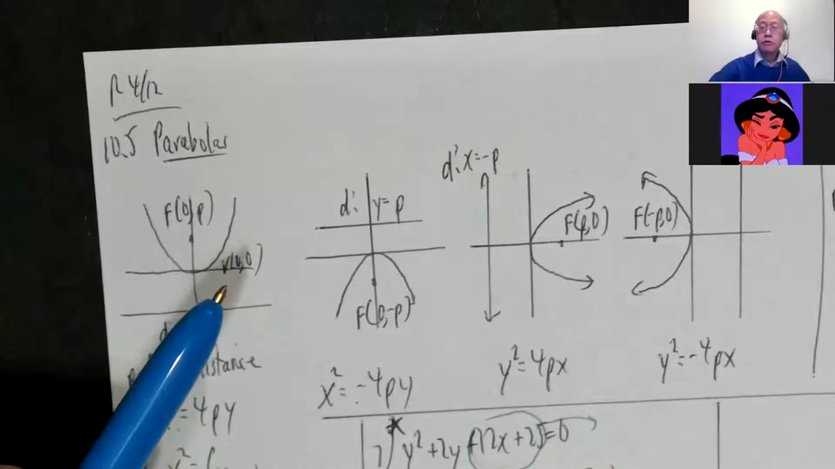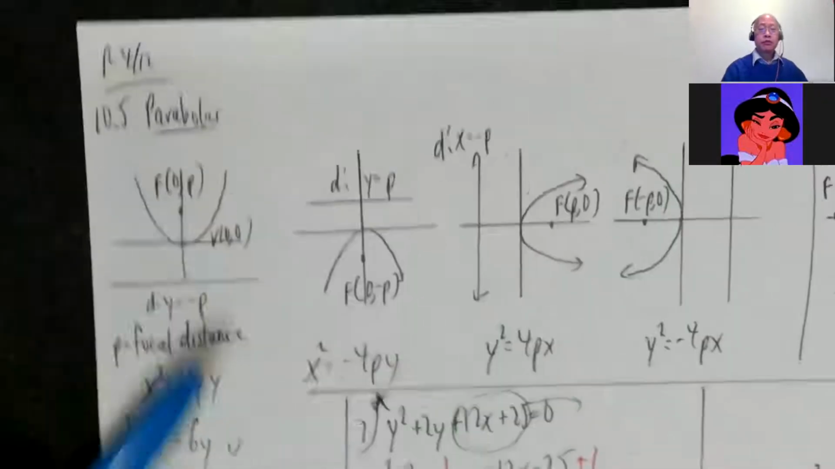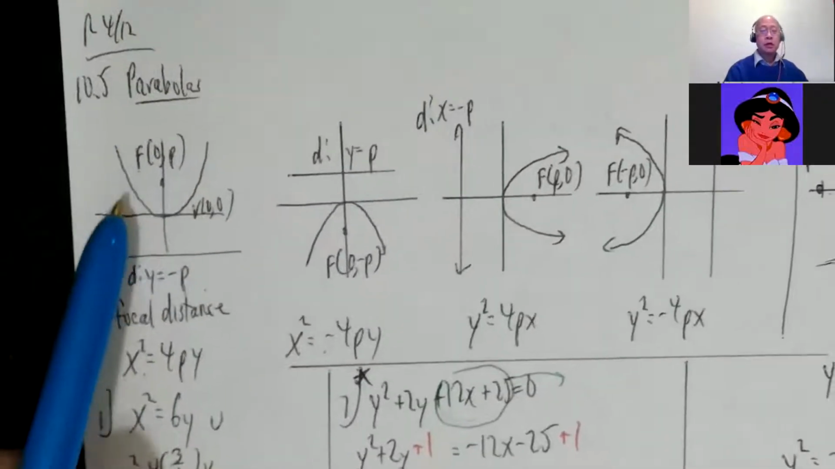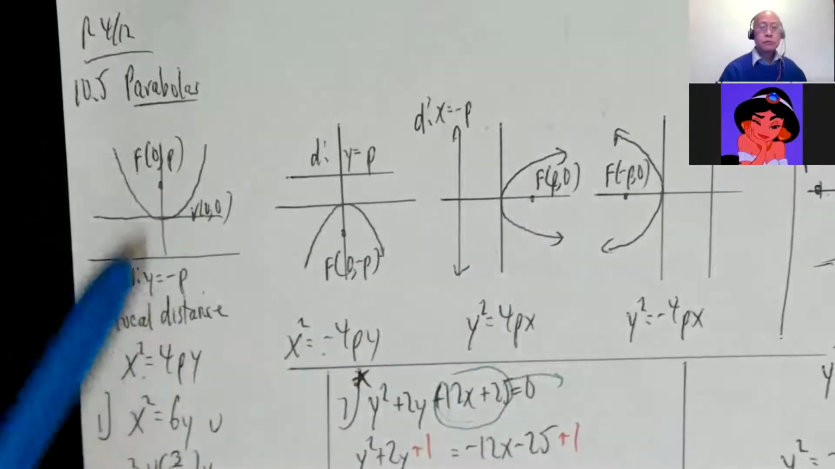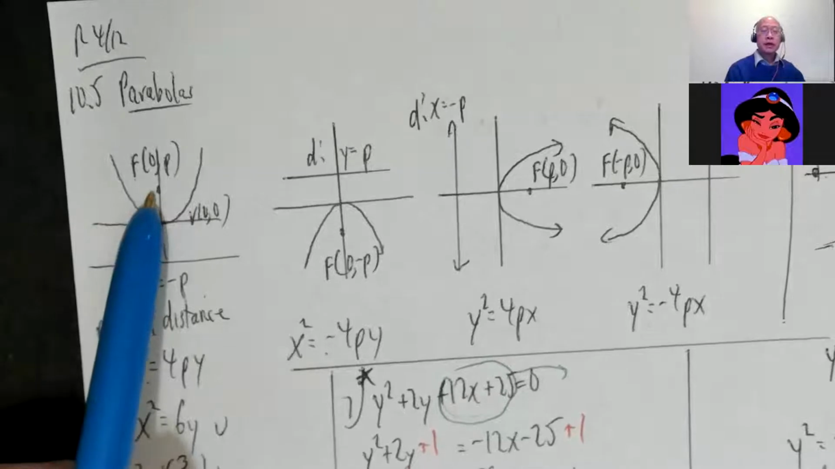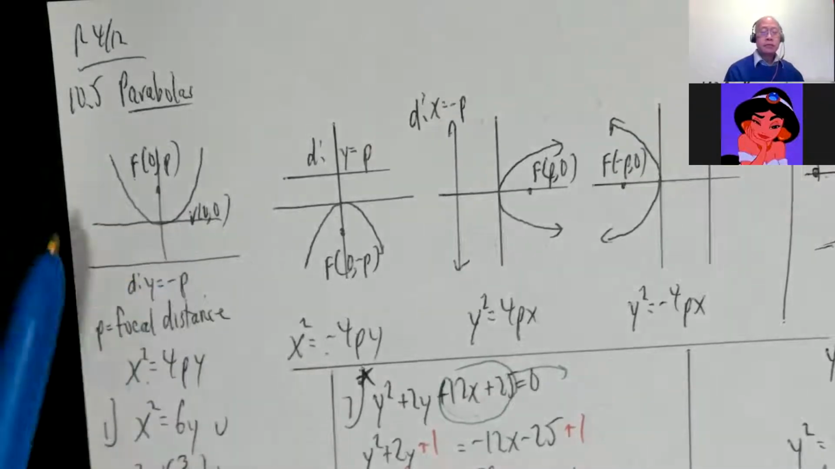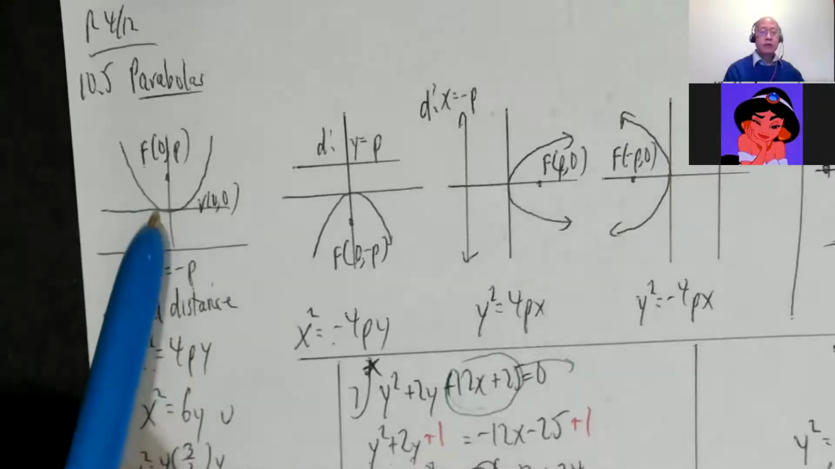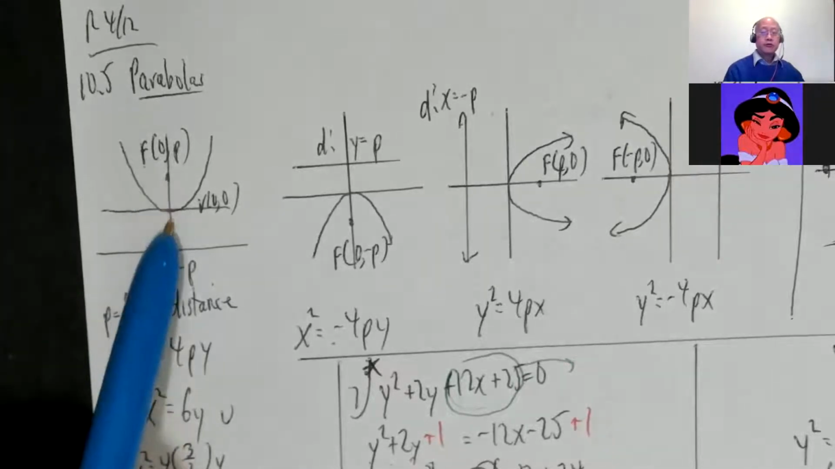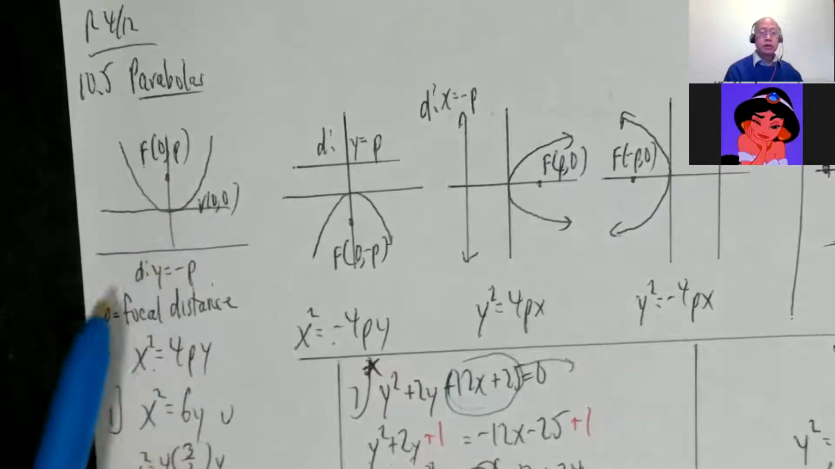Okay, so what you want to put on your formula sheet for the parabola, there's four basic parabolas. One that goes up, down, right, and left. Focus is always on the inside, directrix on the outside. Okay, so P is the focal distance. It's the distance away from the focus to the vertex and also the vertex to the directrix.